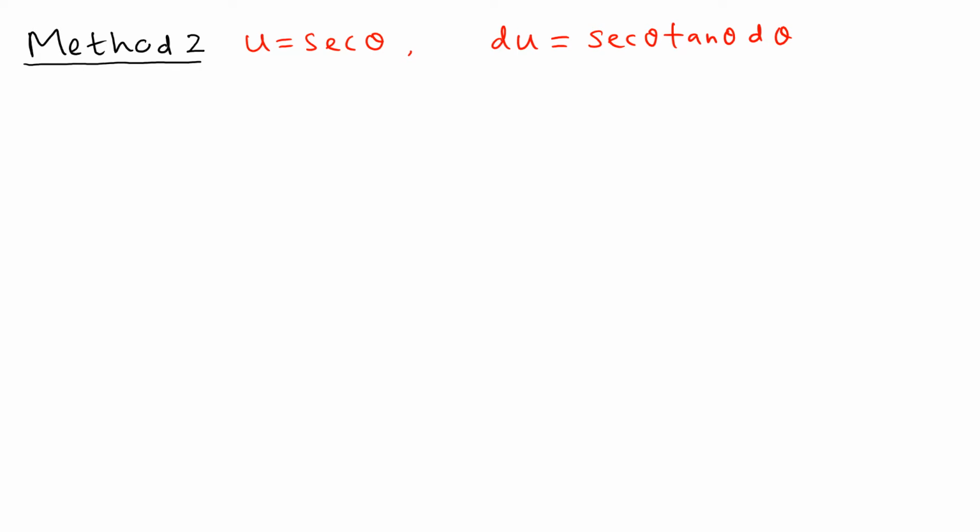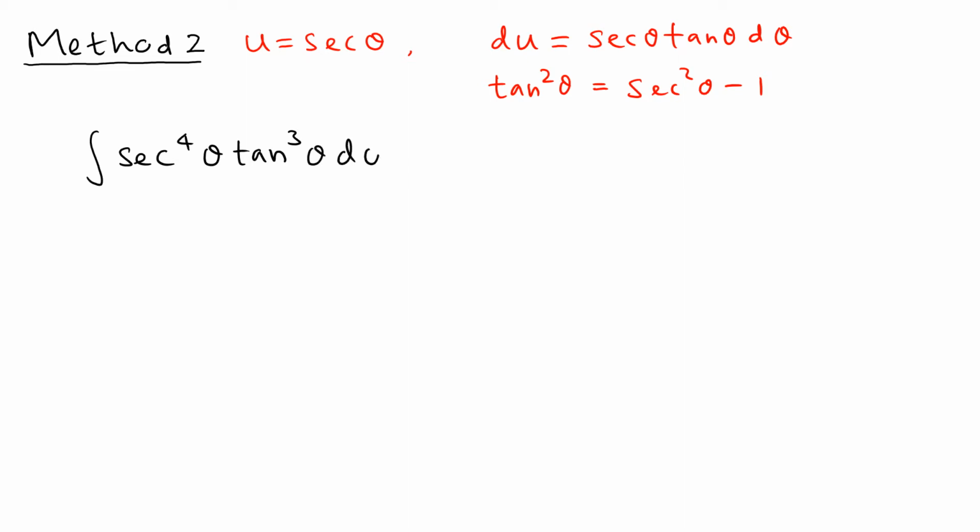For that, wherever you see a tan squared term, you can replace it by secant squared theta minus 1. So we can use that substitution. Let's see how the rest of the integral works now. We start with secant to the 4th power theta tan cubed theta d theta. As before, we isolate the secant tan term for the derivative.